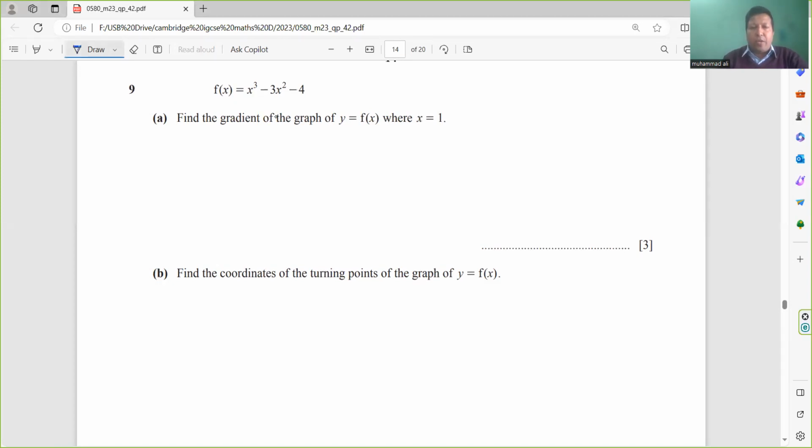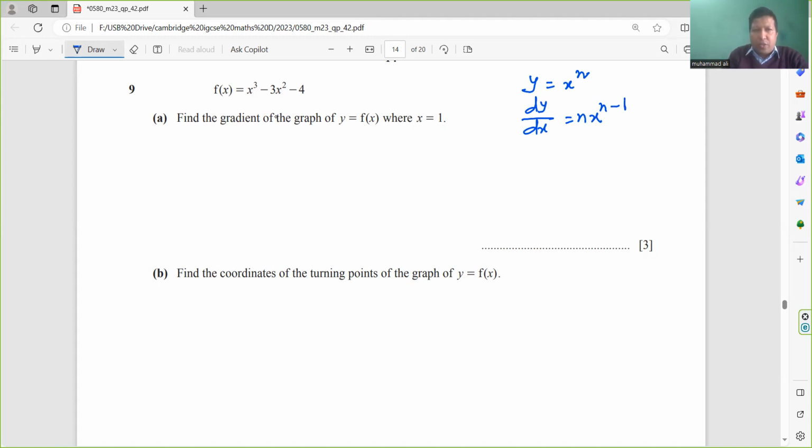So we should find out the gradient of this curve at the point where x equals 1. So we have to do the differentiation. I just write down the differentiation formula: if y equals x to the power n, then dy by dx equals n x to the power n minus 1. This is the formula for differentiation.